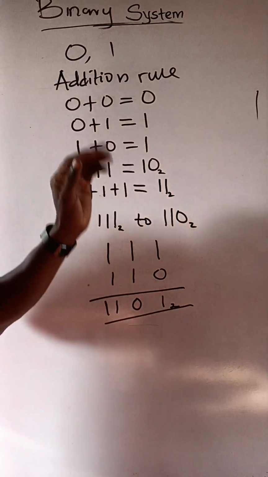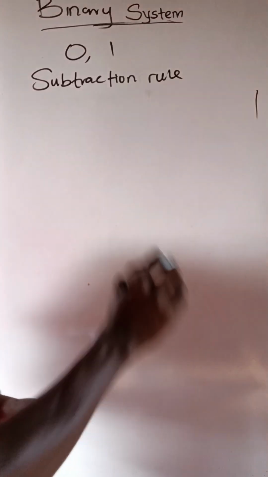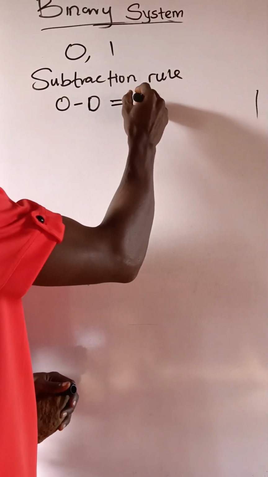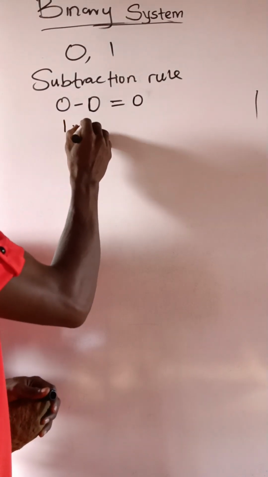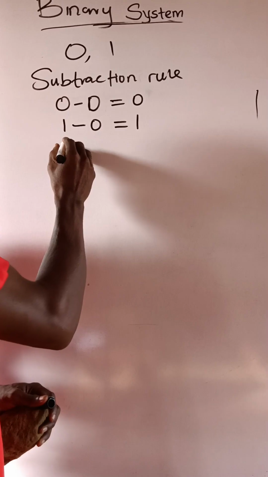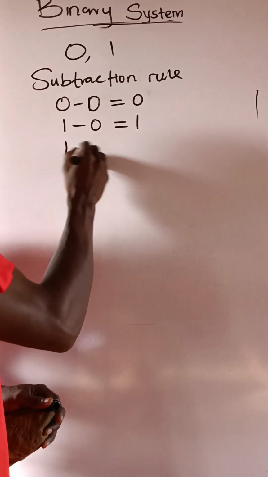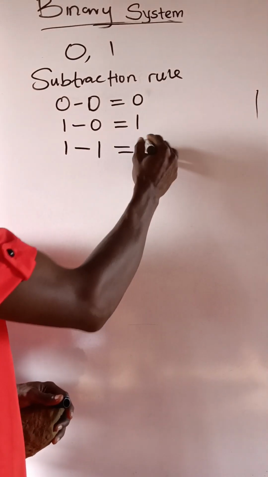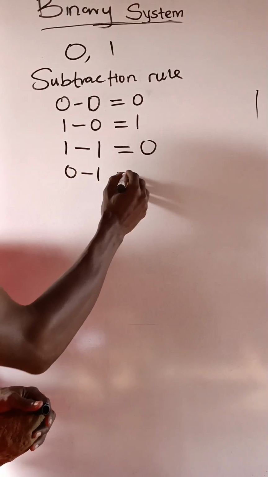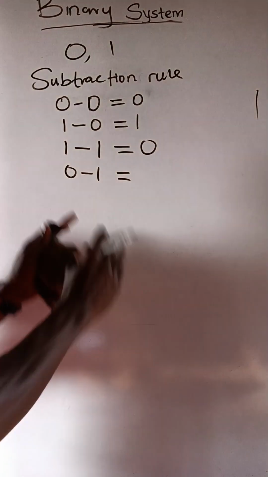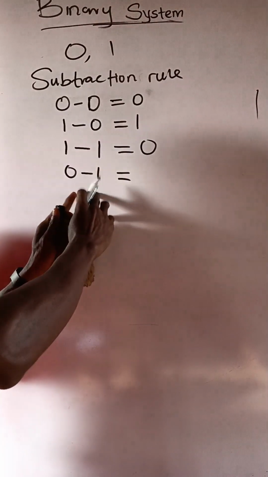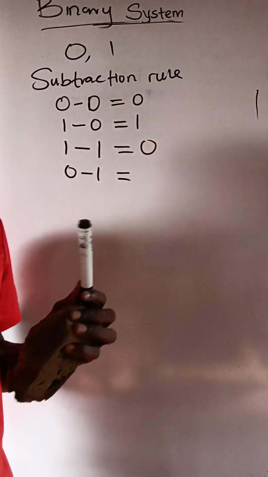So now let's go to subtraction rule. We need to consider all this. 0 minus 0 is equals to 0. 1 minus 0 is equals to 1. And 1 minus 1 is equals to 0. And when you have 0 minus 1, what is it equals to? So what do we do here? We are going to borrow something in order to get this in subtraction rule.